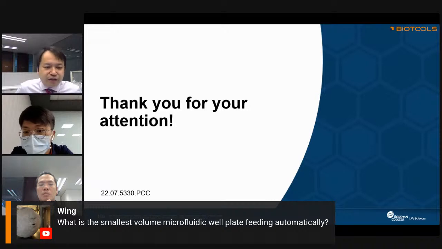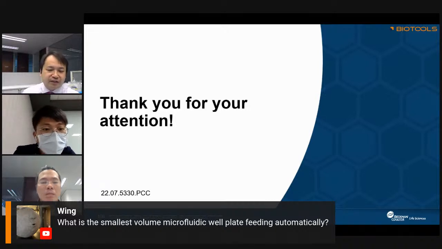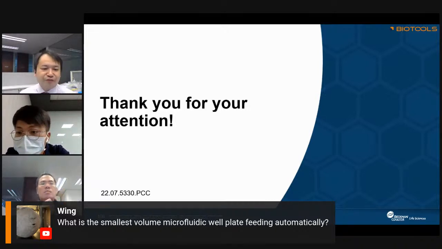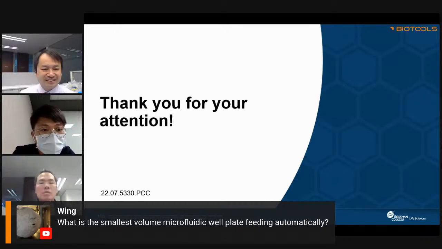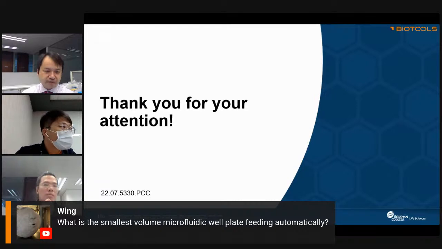So I think this is talking about the feeding. Yes, the feeding, the smallest volume for the feeding. For the smaller volume, we're talking per stroke. Per stroke, it is around 0.016 microliter. Okay, thank you.